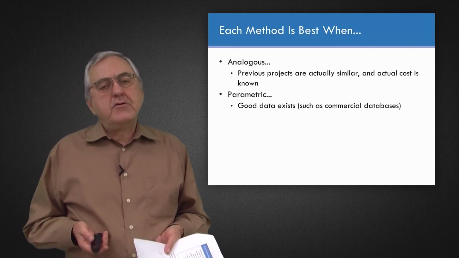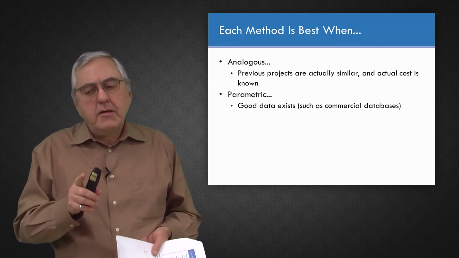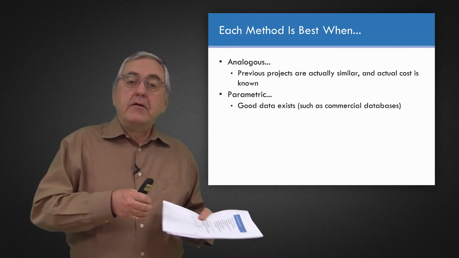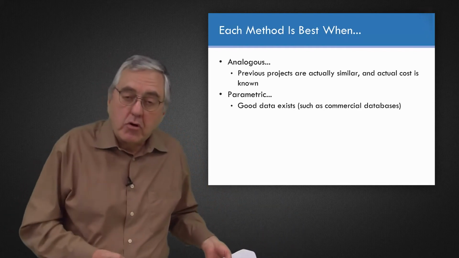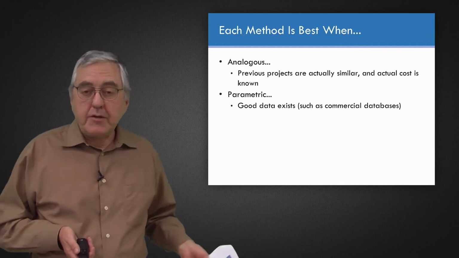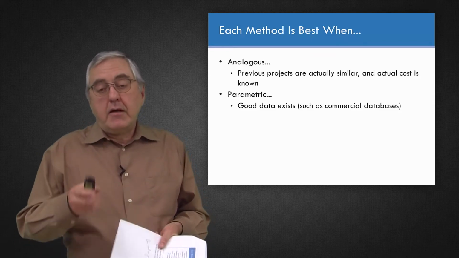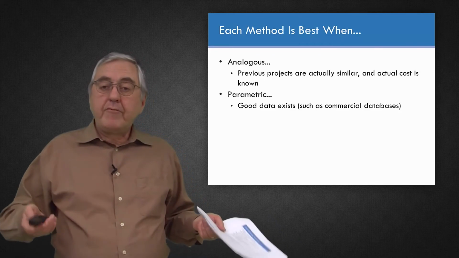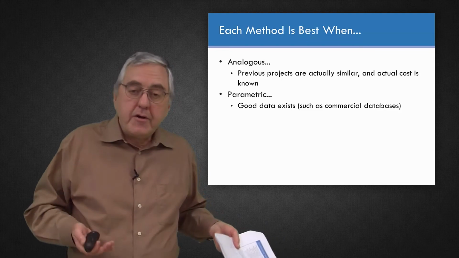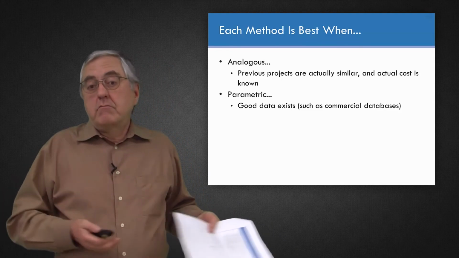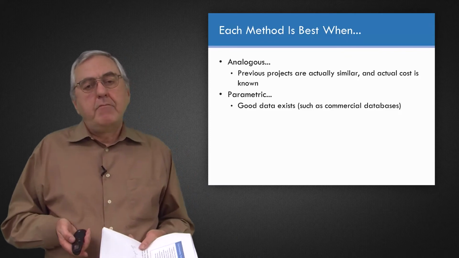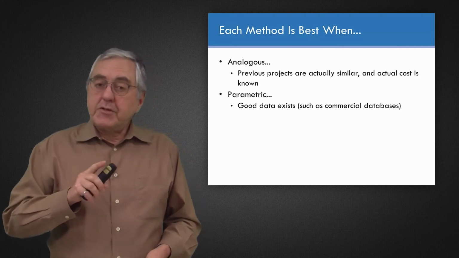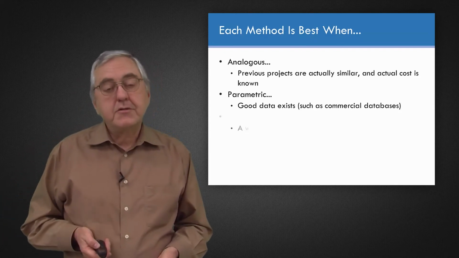The parametric estimate, this is where some good measurable characteristic exists, and we've got good data on what it usually costs per that measurable unit. Now, if you happen to be in construction and you're estimating construction costs using parametric data, this is very common. Of course, there's commercial databases involved that can tell you how many dollars per cubic meter or linear foot of piping. But of course, parametric can be used in all types of projects, as long as you have some measurable characteristic and some data on actual costs.